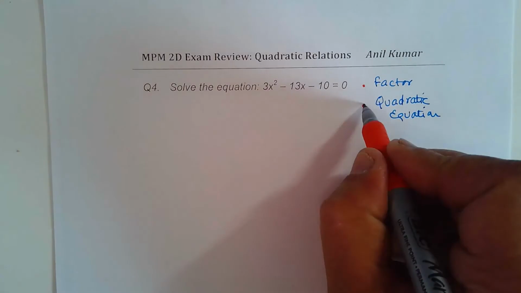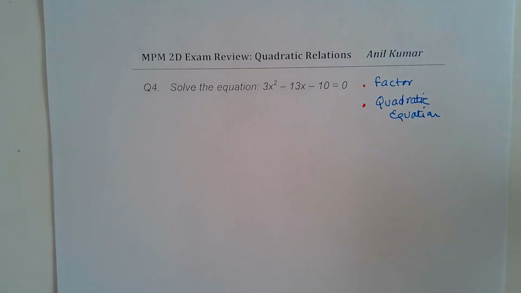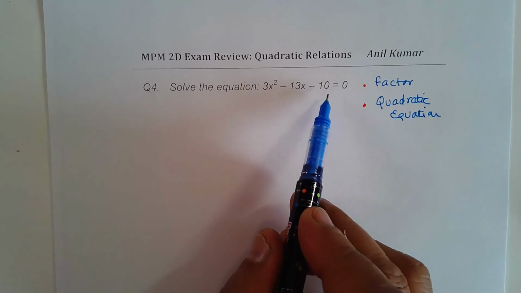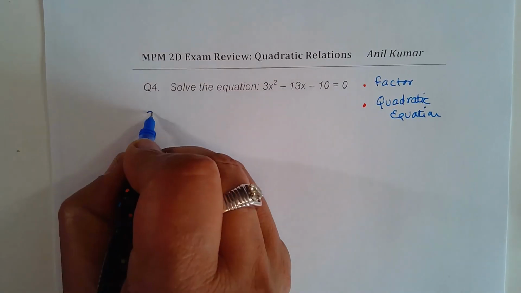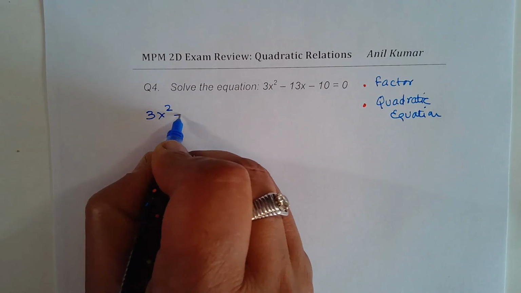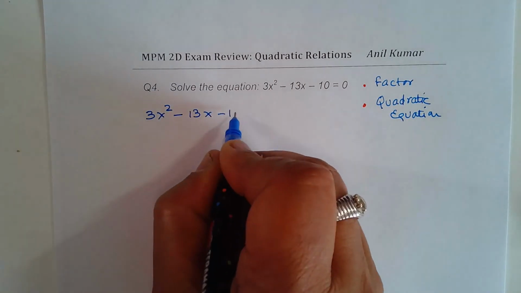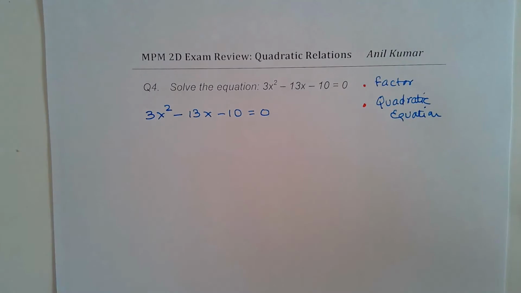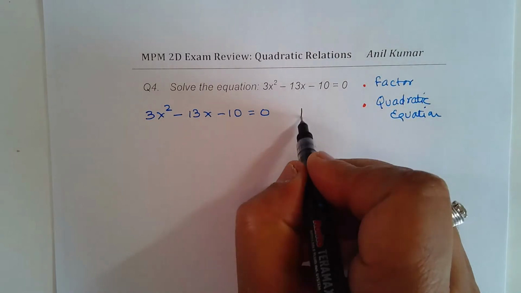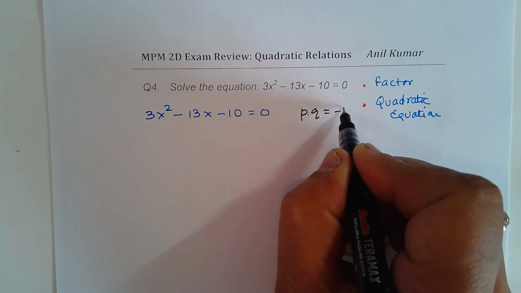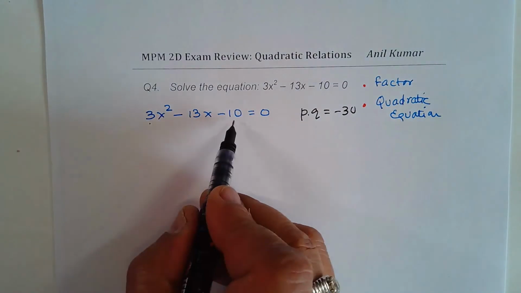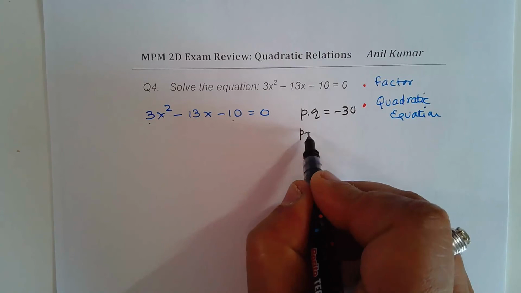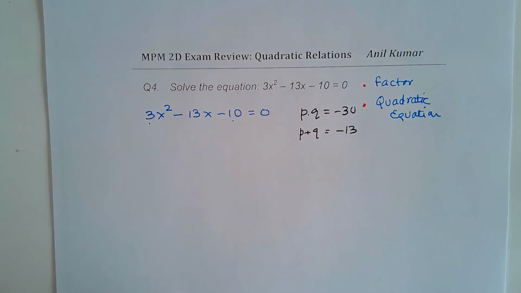So those are two methods which could be adopted. Now let me first try to factor. If not, then we will use the quadratic equation, right? To factor, let me rewrite the question here. We have 3x squared minus 13x minus 10 equals 0. We are looking for two numbers whose product, let's say p times q, should be minus 30, the product of 3 and minus 10, and their sum should be equal to minus 13. So what are those two numbers? Well, you could try 15 and 2, right?